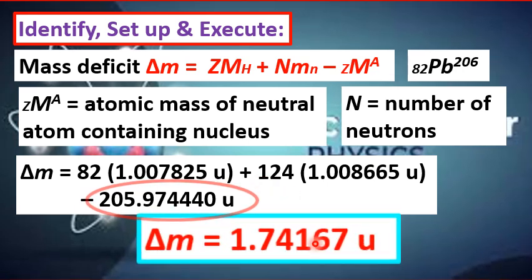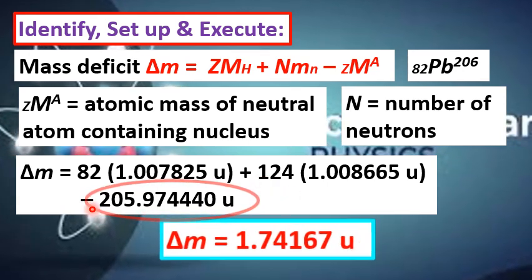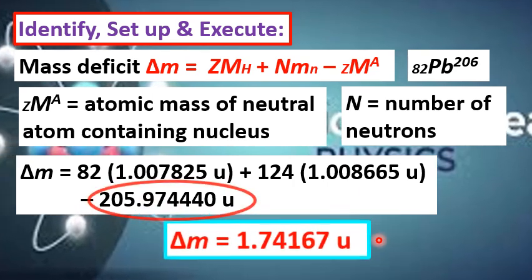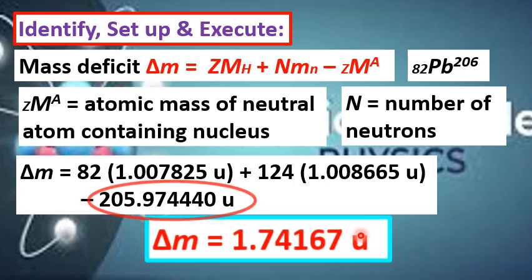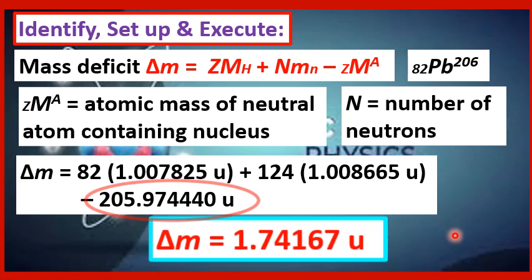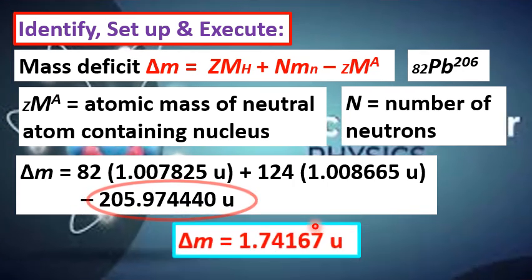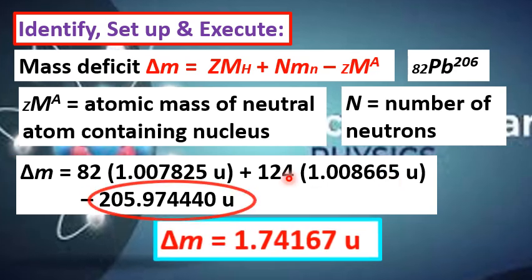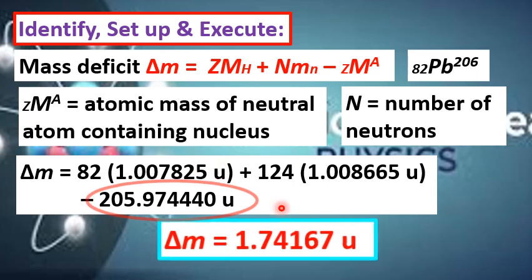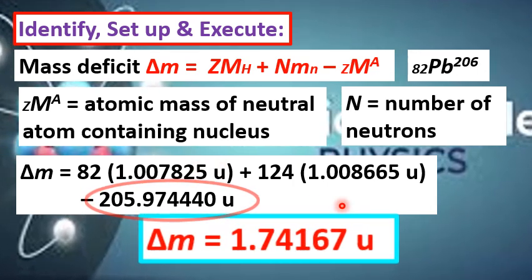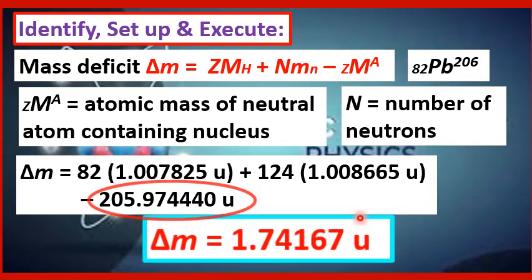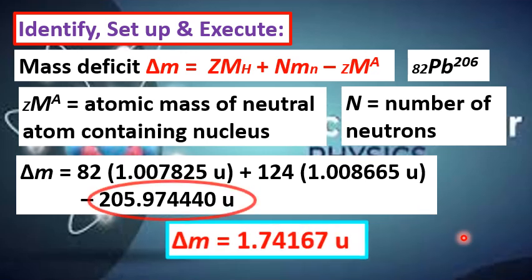So we are sure that the result of computing the mass defect or delta M, this value 1.74167 atomic mass unit, does not include the mass of the 82 electrons, right? So that is the reason why we use the mass of a hydrogen atom instead of the mass of a proton, right?